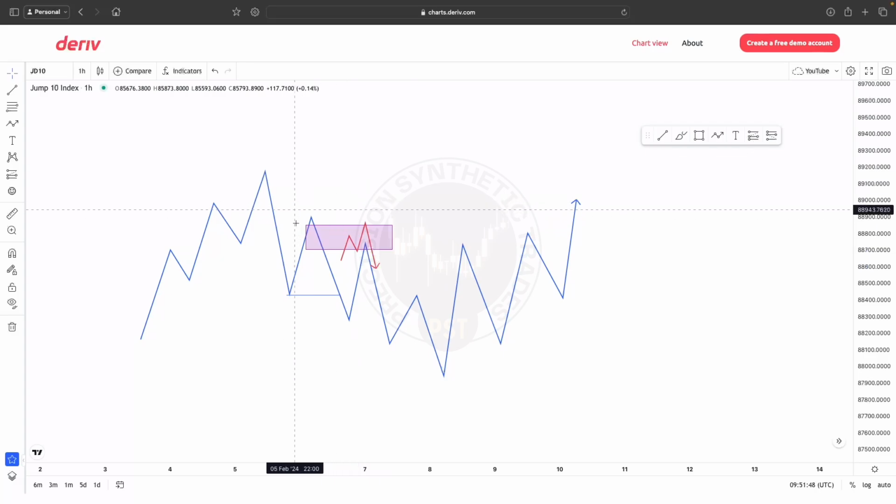Higher time frame, point of interest, and then on the lower time frame, you wait for a liquidity sweep, enter at your point of interest, market structure shift, and then we target, for example, the next low. Awesome. So let's go straight into some chart examples and I'll show you how it looks.